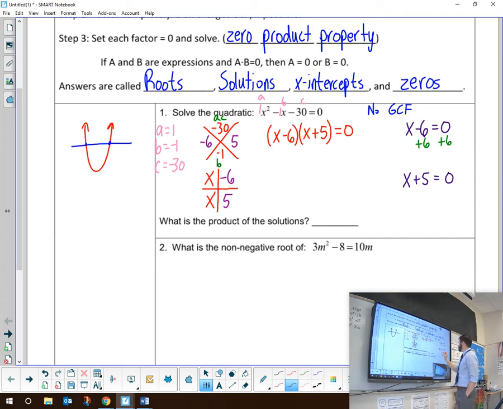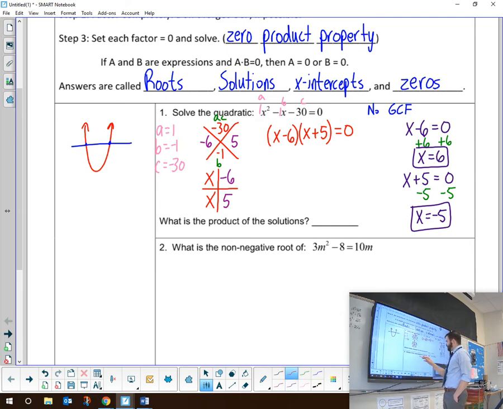And we're going to get my first answer of x equals 6. So there's my first answer. My second one, we're going to minus 5 to both sides, and I'm going to get my second answer of x equals negative 5. You can kind of think of it as being the opposite of what my factors are in here. That's my solution. So here are my two solutions, x equals 6 and x equals negative 5.